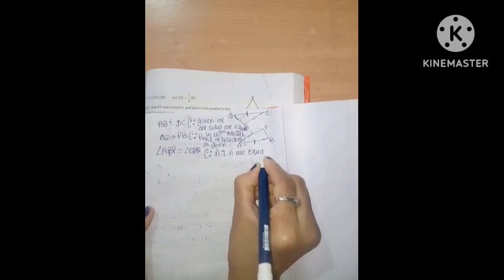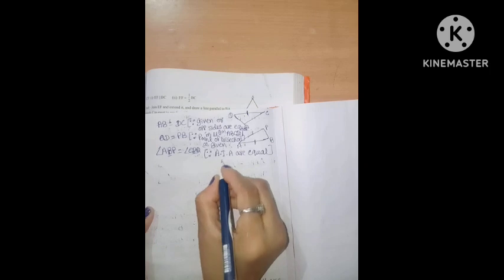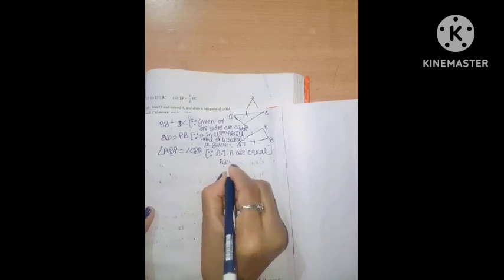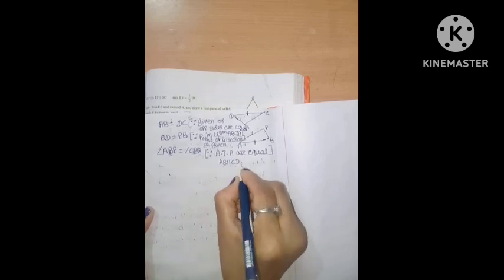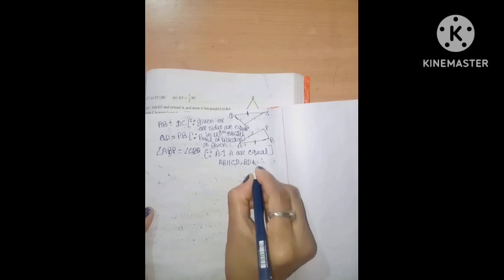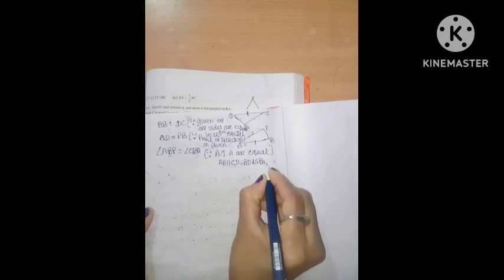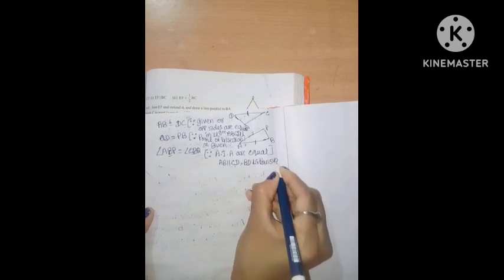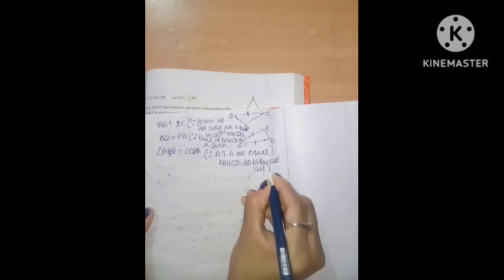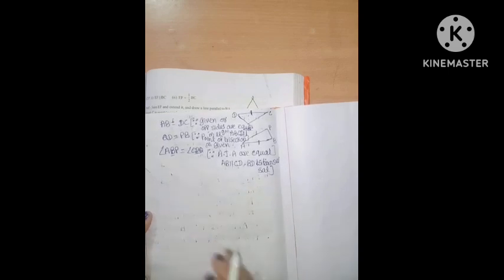Okay, are you clear? So here AB is parallel to CD, and BD is the transversal. Are you clear? So that's why these two are equal. Are you understood?